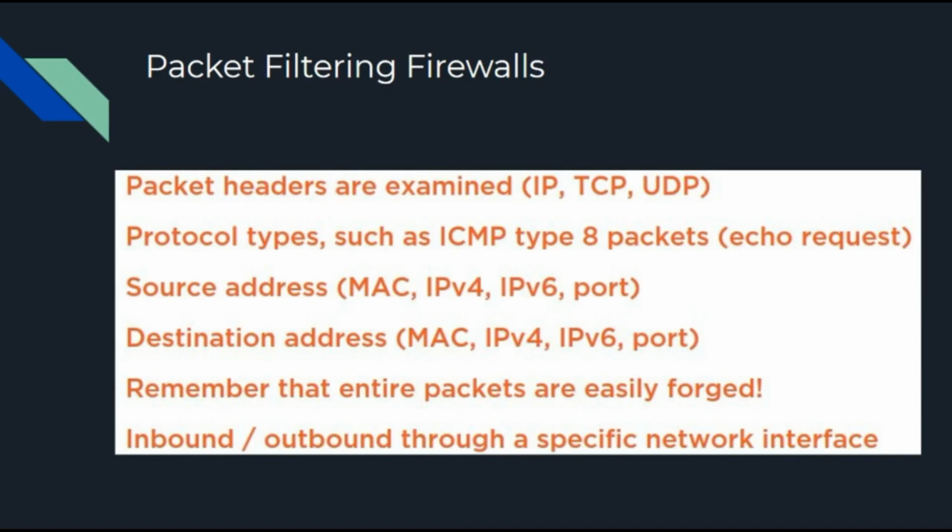Now, ICMP packets are echo requests. So whenever we apply the ping command to a remote host to verify whether it is available or not, we use them. We can also base packet filtering rules on source address, for many types of addresses, including the hardware address, meaning the MAC address, which is built into the network interface, the IPv4 address, the IPv6 address, as well as the port address.